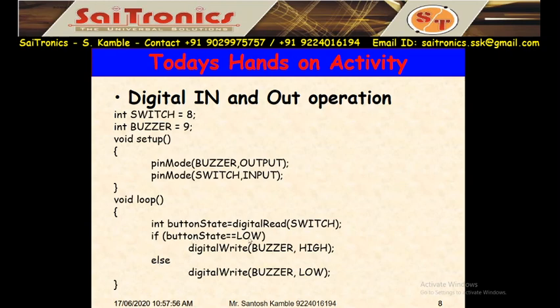Else if button state is not low, then digital write buzzer low. Remember, in the market there are various sensors that give active low output. Therefore we are checking active low status. So this is the code for digital in and out operation.